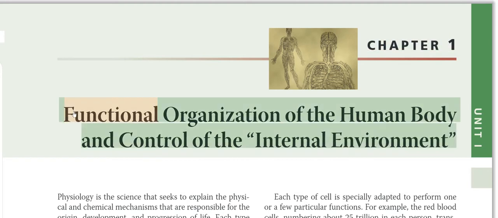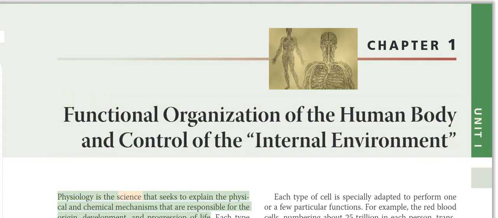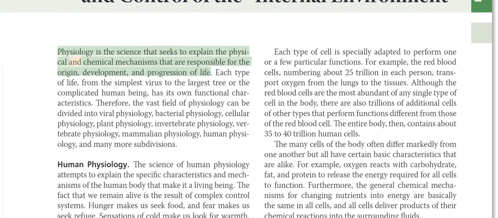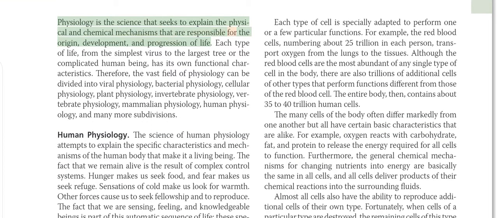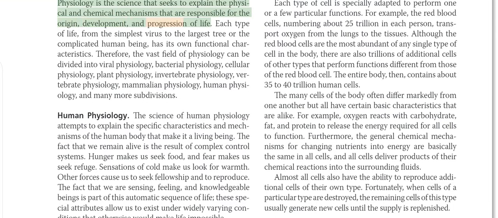Chapter 1: Functional Organization of the Human Body and Control of the Internal Environment. Physiology is the science that seeks to explain the physical and chemical mechanisms that are responsible for the origin, development, and progression of life. Each type of life, from the simplest virus to the largest tree or the complicated human being, has its own functional characteristics.